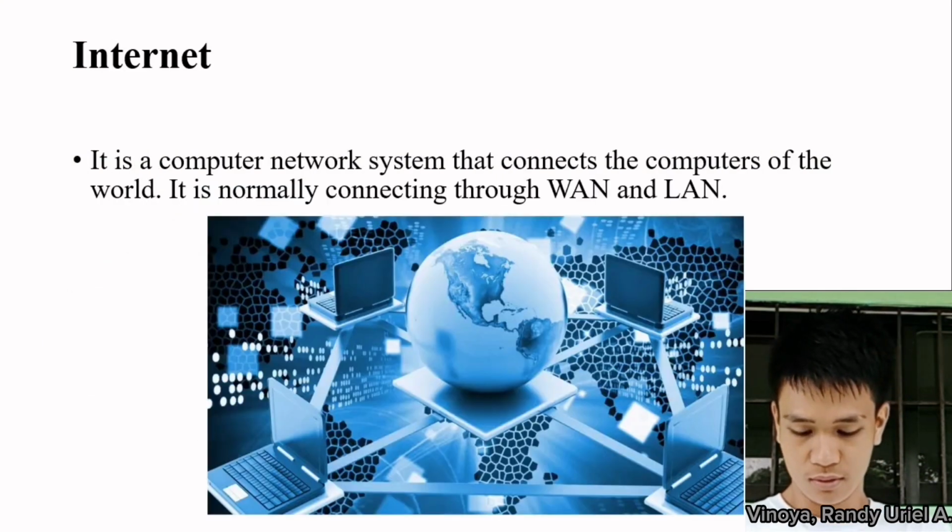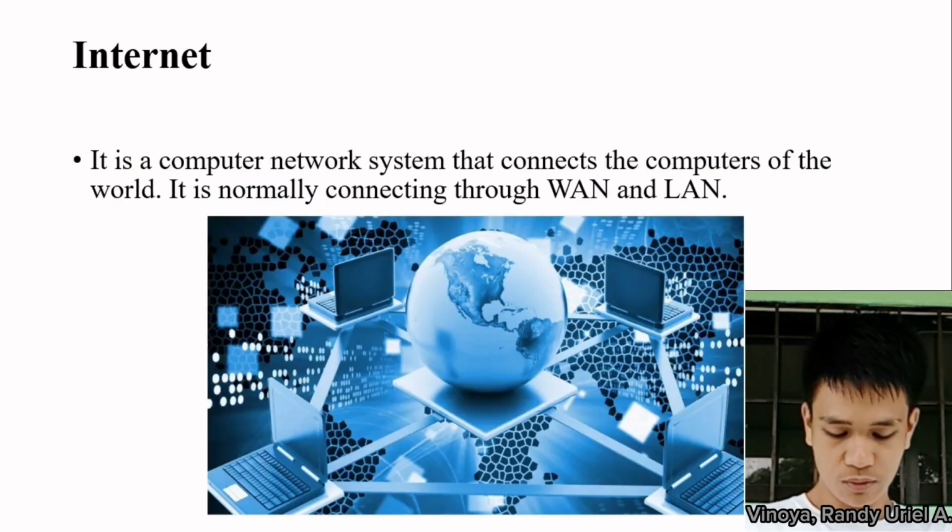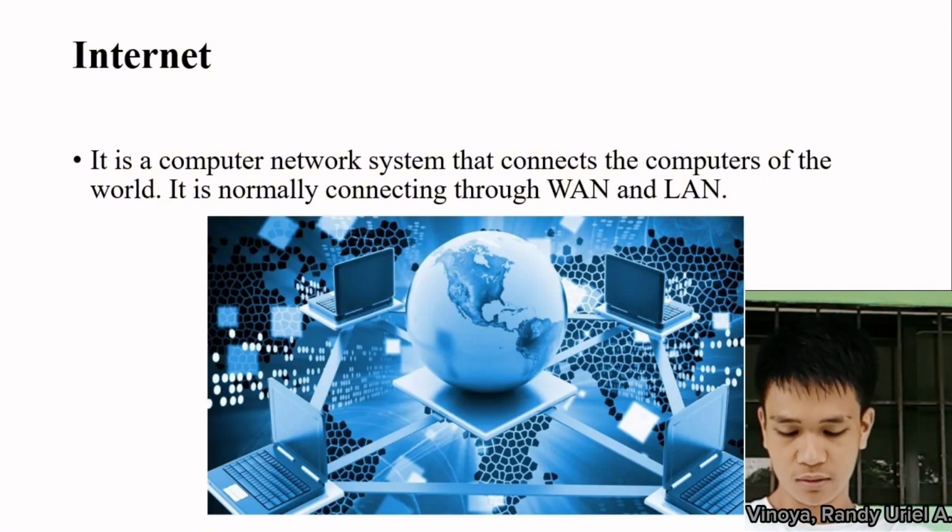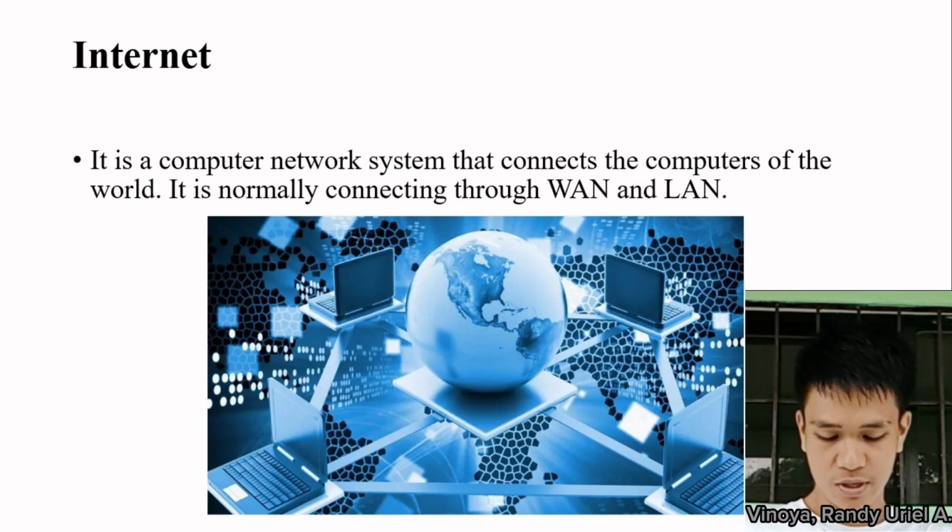Internet. It is a computer network system that connects the computers of the world. It is normally connected through WAN and LAN. Through the internet, people can share information and communicate from anywhere with an internet connection.